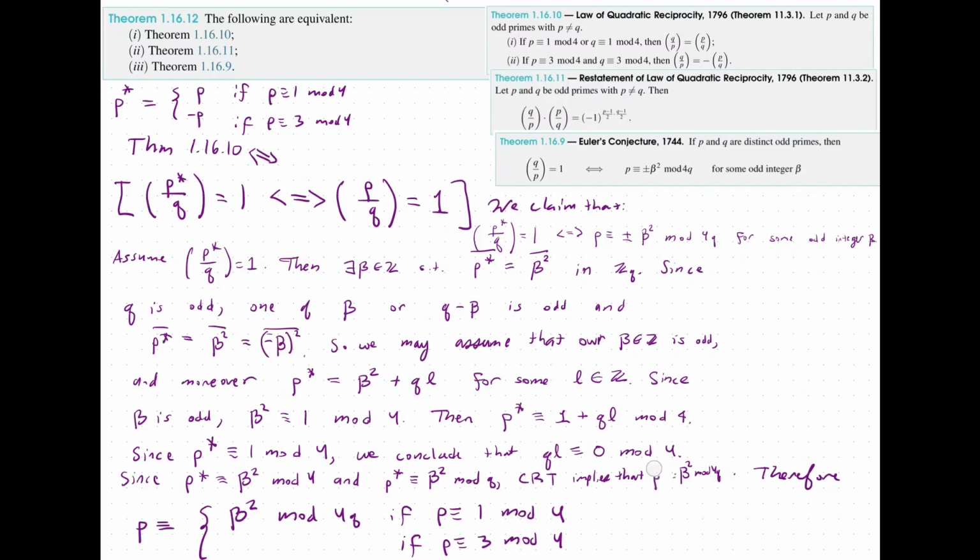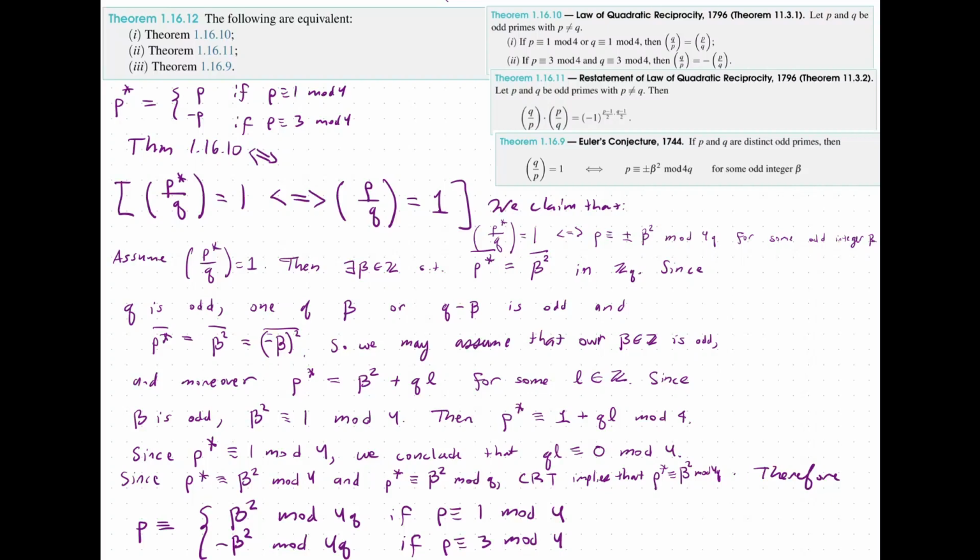then we will have a negative p on the left-hand side for p star, since that's what p star is, negative p, as p is congruent to 3 mod 4. And so then we'll have negative p is congruent to beta squared mod 4q. We can multiply both sides of that congruence by negative 1, and we'll have a negative beta squared. And so we got this here.